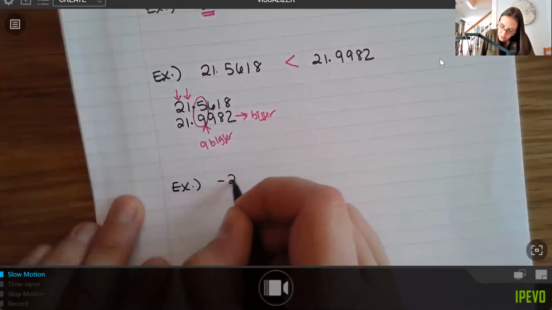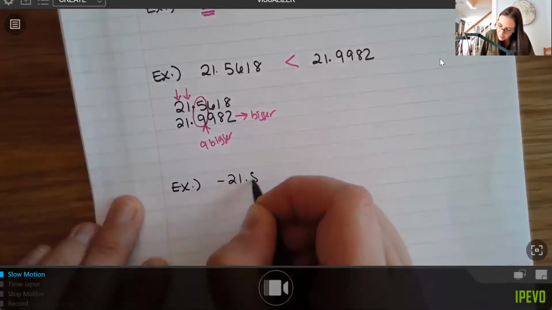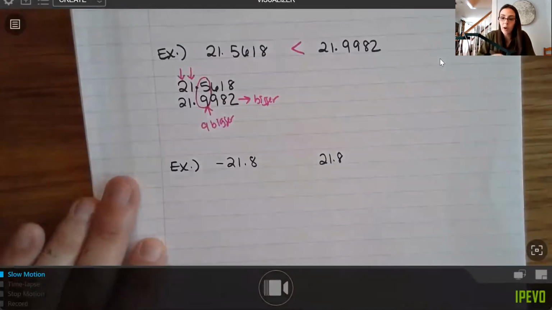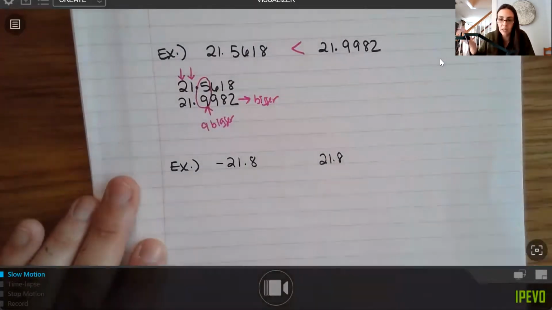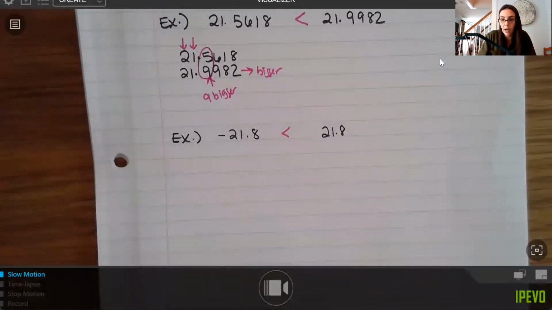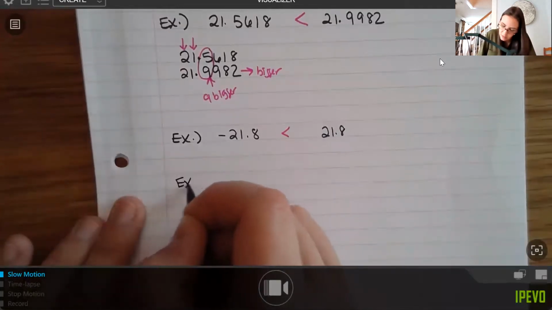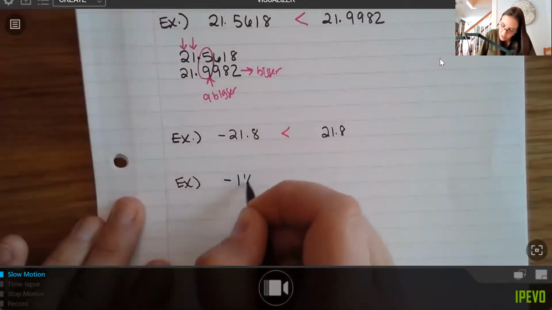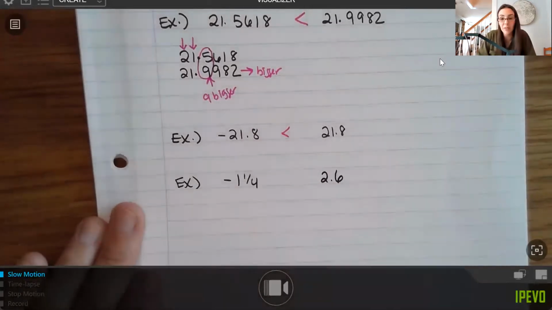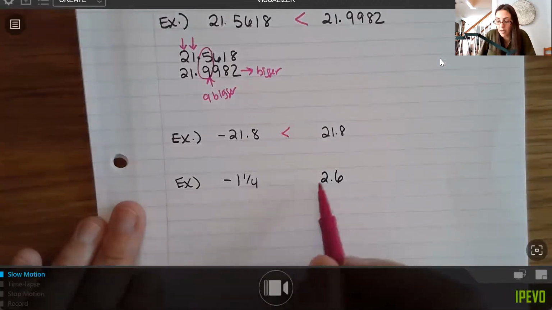If one of my values is negative and the other value is positive, don't forget that negatives are always smaller than positive. So I don't even have to look at it. I can just put that in right away. My negative is going to be smaller than my positive. And that would be true too, even if I had mixed values. Let's say I had -1 1/4 and positive 2.6. I don't even have to convert over here because I know a negative is less than a positive.